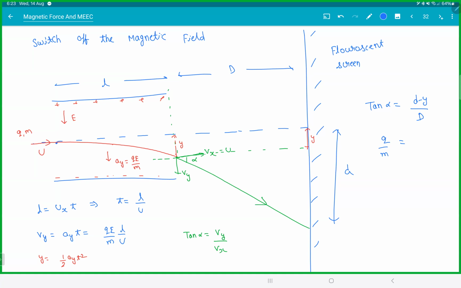So basically, once you switch off the magnetic field, it'll just behave like a projectile motion. The field is pushing it down, the beam will deviate. Once it comes out of the plate, it'll go in a straight line. There's no force outside. So once it comes out of the plates, it becomes a straight line.